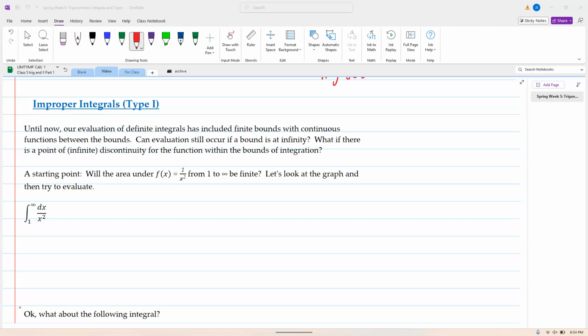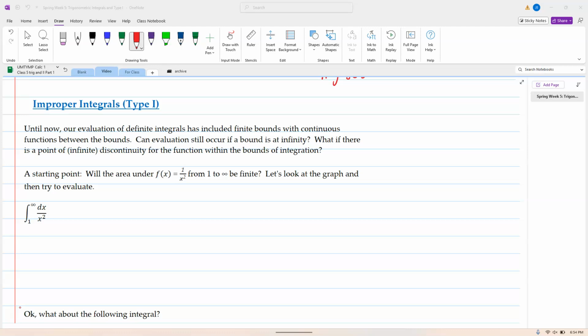And so a starting point is we're going to look at just a nice, in quotes, function, 1 over x squared. And we're curious what is going to happen with the area under that curve as we go from 1 to infinity. Is it finite or is it infinite? I mean, you would think it's infinite, right? It goes off to infinity, so how could it be finite?